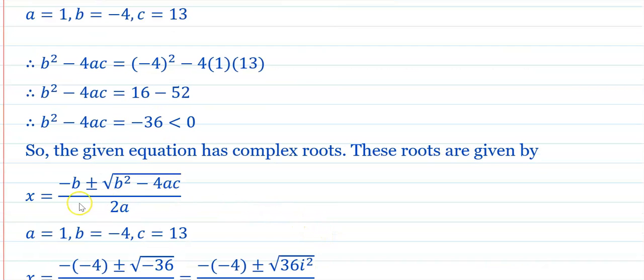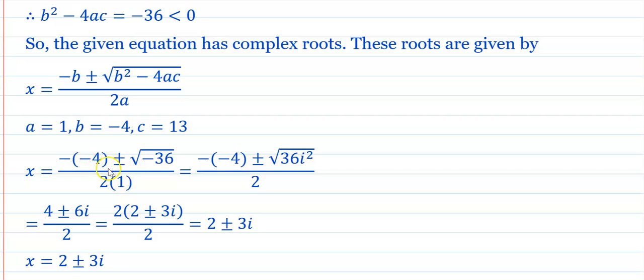These roots are given by x equals minus b plus or minus root of b square minus 4ac upon 2a. Now again substitute the value. Minus b means minus in bracket minus 4, plus or minus root of minus 36. Root of minus 36 is root of 36 into i square. The square root of i square is i, and the square root of 36 is 6. Therefore you will get 6i.